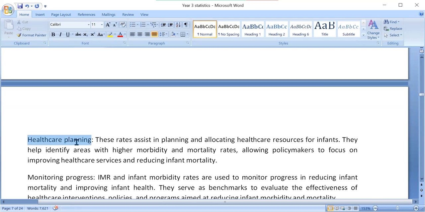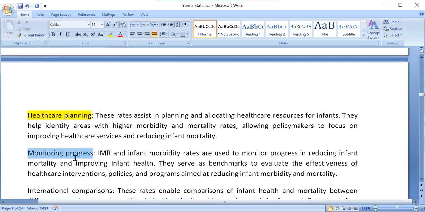Health planning, like we said earlier, it helps what? In health planning, this rate assists in planning and allocating healthcare resources for infants. They help identify areas with higher morbidity and mortality rates, allowing policymakers to focus on improving the healthcare services and reducing infant mortality.